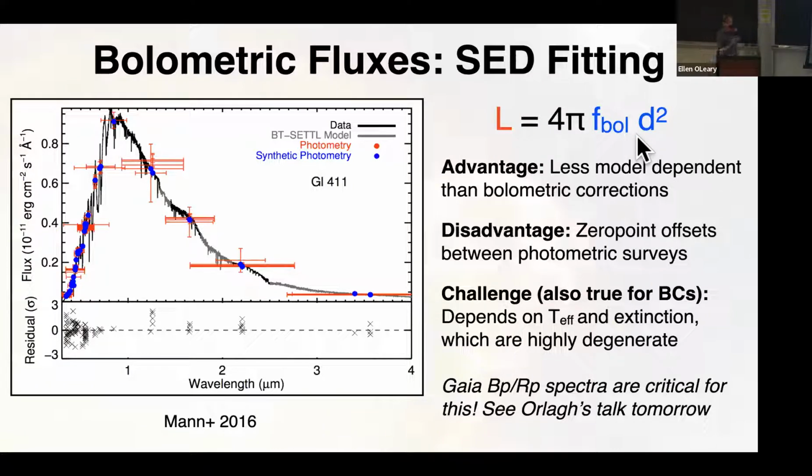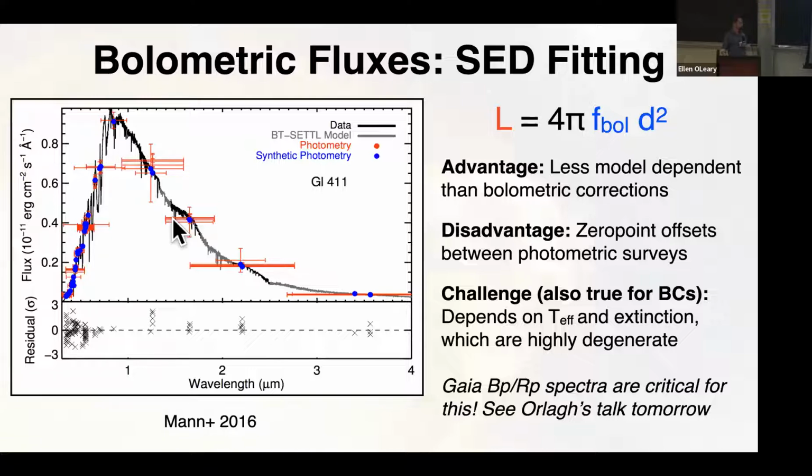This has the advantage of being less model dependent than bolometric corrections, but it also has a disadvantage. Most of the time you combine photometric passbands from different surveys. Those might have different zero-point offsets, and those propagate into systematic errors. Both methods have a challenge, which is that both of them depend on the effective temperature of the star and extinction, which I've already mentioned, and so there are degeneracies between those parameters. So if you want to solve for the bolometric flux, you can essentially get a similar answer if you make some slight changes to the temperature and the extinction. So this has been done in the past, of course.